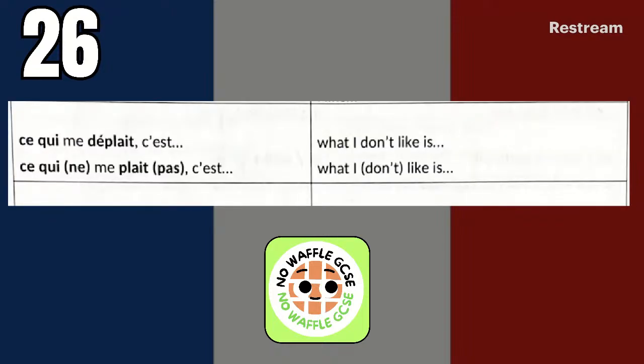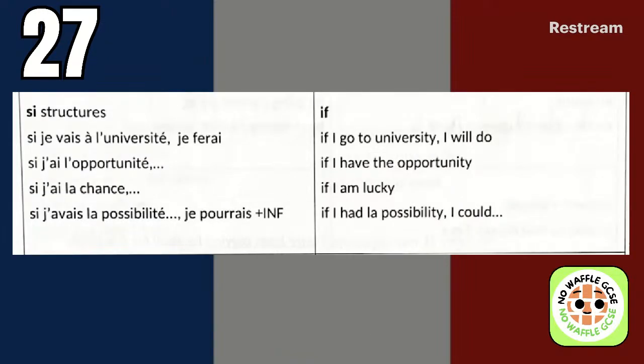Ce qui me déplaît, that's another way of using the negative without using any ne. Okay. Here's some more si structures and si clauses.